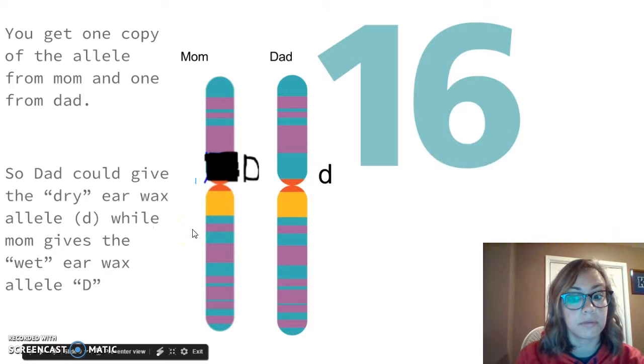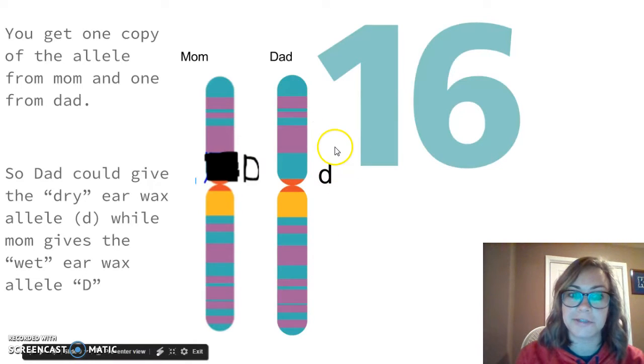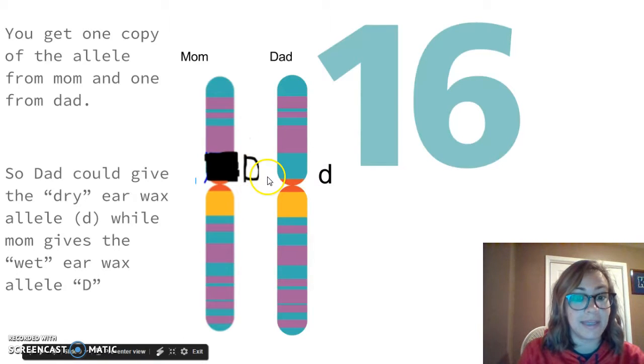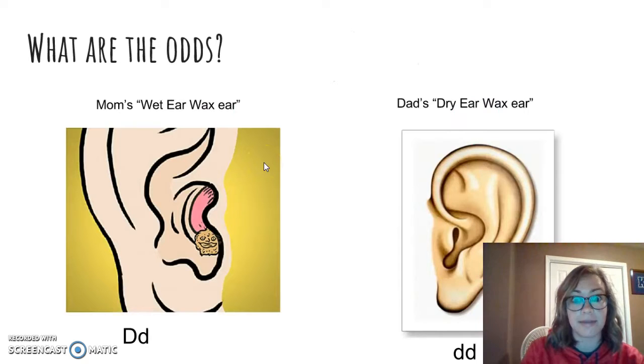Now, of course, remember, you get 1 copy of each allele from mom and dad on the 16th chromosome. So dad over here could give you that little d allele, an allele for dry earwax, while mom could give you the wet earwax allele, or the big D. Okay? So again, you get 1 trait from mom and 1 from dad, and if you get that big D, remember, that's going to be that dominant trait.